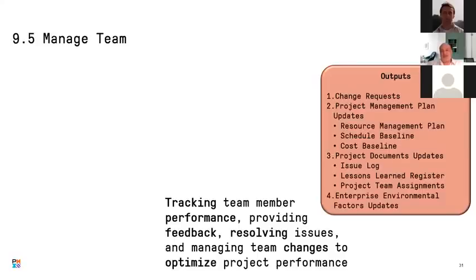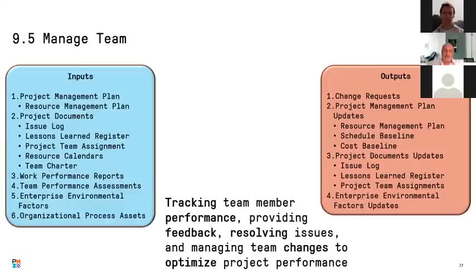So the output here will be change request, the project management plan update, the project documents update, and the EEF update. Why are we going to have change request as an output in manage team? Because managing team can result in a request for, let's say, changing a team member, or adding a team member, or having training for a team member. So this can result in a change request to the cost of the project.